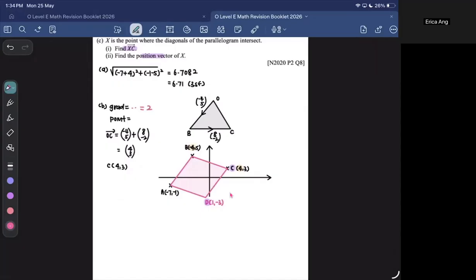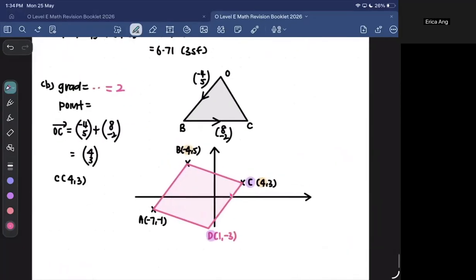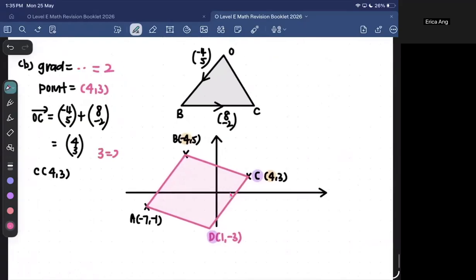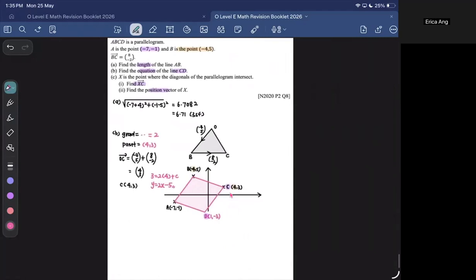Y2 minus y1 over x2 minus x1. Then I'll choose this point here. So I'll do my y equals mx plus c. So we will have y equals 2x minus 5. So this is my answer for the equation of CD. My drawing is a bit off, it should be somewhere maybe here, but I'll be saying it now.